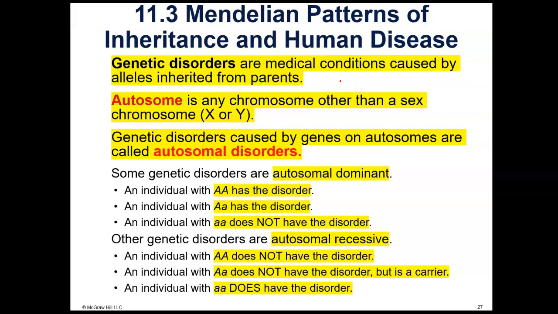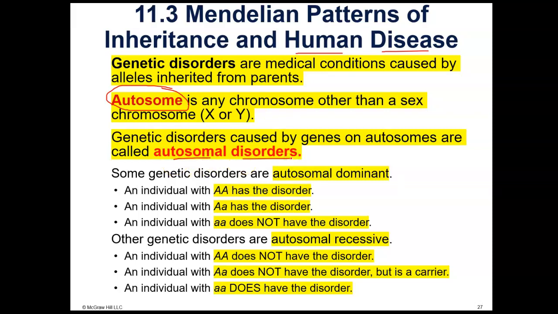So section 11.3 is Mendelian patterns of inheritance as it relates to human disease. Genetic disorders are medical conditions caused by alleles inherited from parents. Now, when we talk about genetic disorders, we have to think about our 23 pairs of chromosomes. 22 of those chromosome pairs are called autosomes. These are chromosomes that are not sex chromosomes. So if there is a genetic disorder where the gene for that disorder is located on one of the first 22 pairs, we call it an autosomal disorder.